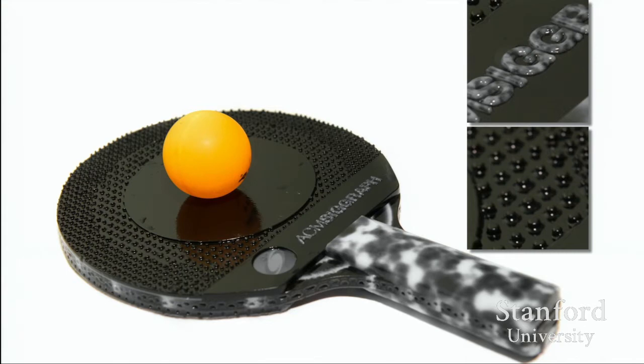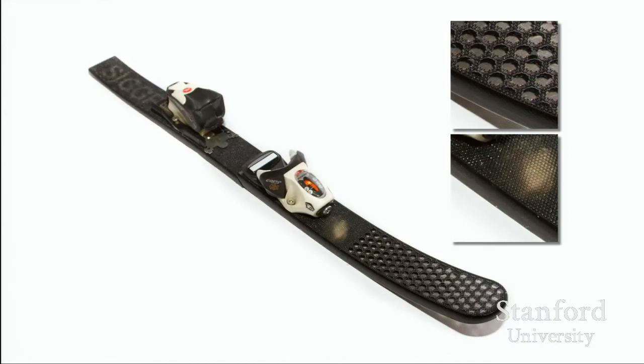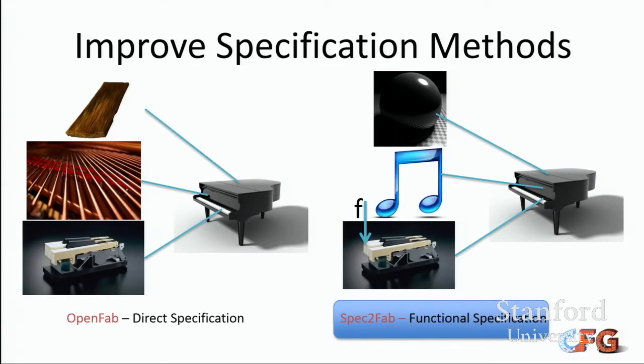Of course, you can build more and more complex functional parts. In this case, this is a complete ski that has been 3D printed, not the bindings. And in this case, we can design a ski that has both pretty realistic appearance properties and mechanical properties. So these are the results. These are the types of results that OpenFab can provide.